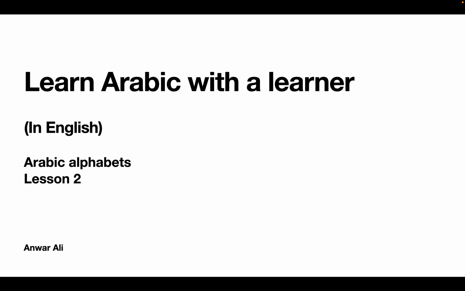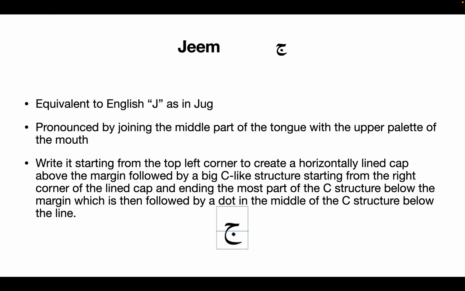So let's begin with the first letter of the second lesson, which is also the fifth letter in the Arabic consonants. This is pronounced as Jeem. While pronouncing Jeem, we elongate the G. It is not like Jim, it is Jeem, and it is equivalent to the pronunciation of English J, as in jug.